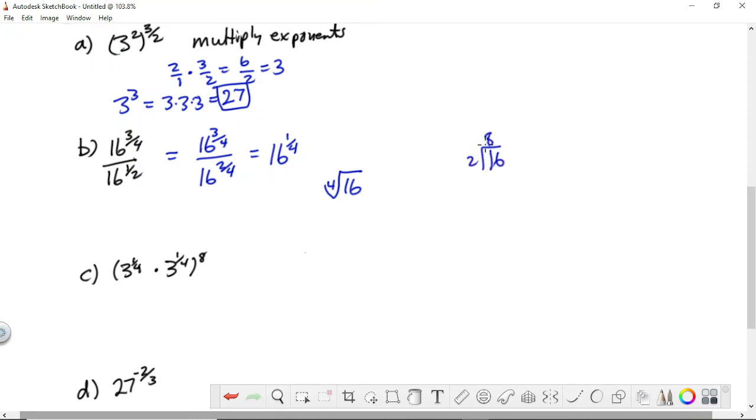4th root of 16, you may know this one by now. We've used it quite a bit. It's 2. Groups of 4 is what we need because the index is 4. And there's one group of 4 twos, nothing left over. So we just pull it out, and that's the answer.